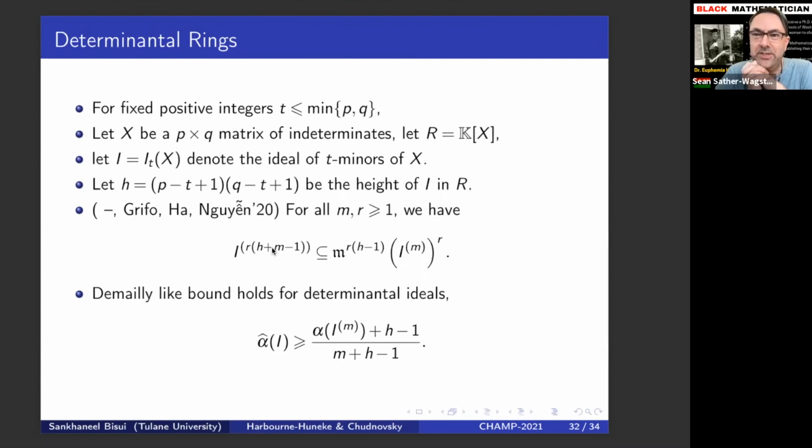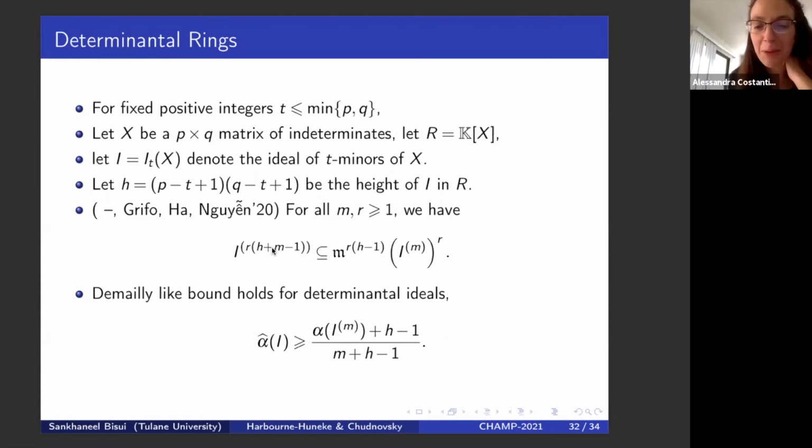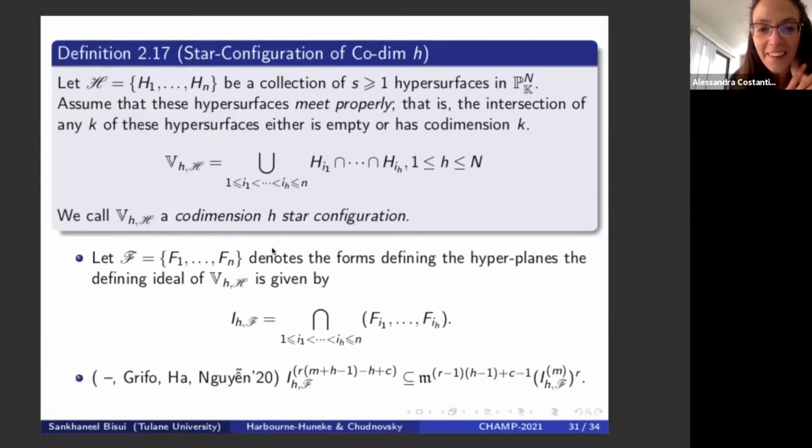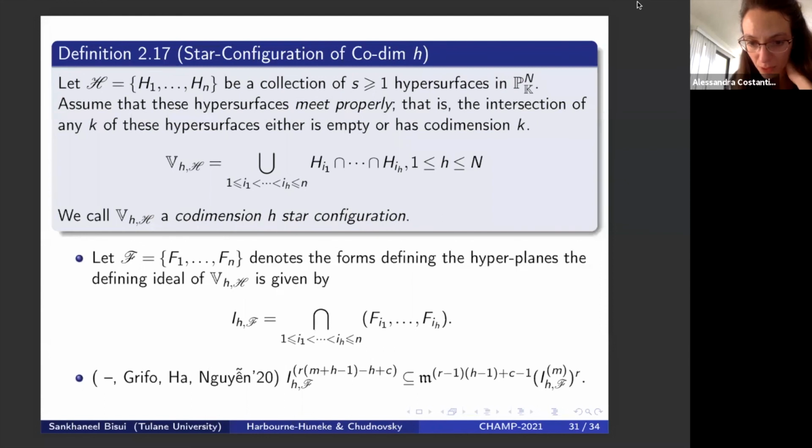Other questions, more educated questions? I actually remember one question. You kind of half answered my question at the end of the talk, but can you go back to when you were talking about star configurations? Okay, so the bound you obtained there, that's not the stable containment, right? No. It's a little different. It actually holds for every m and r.